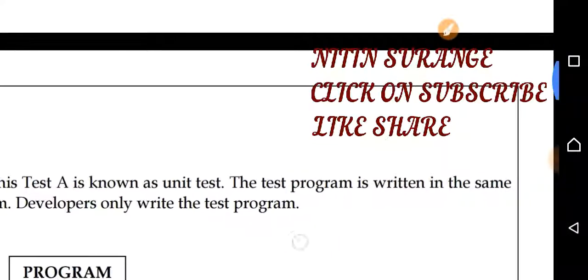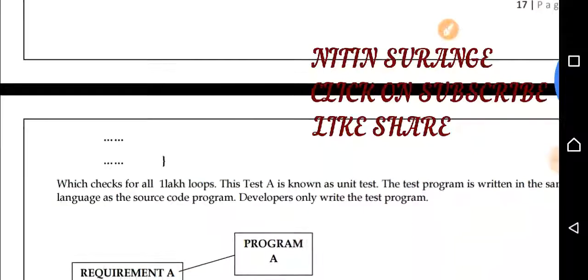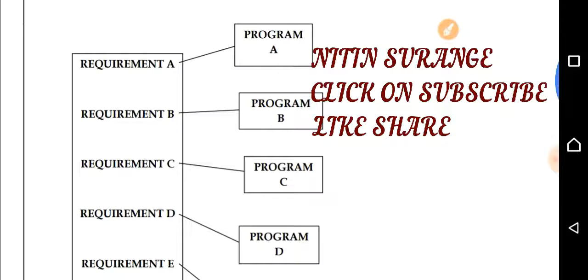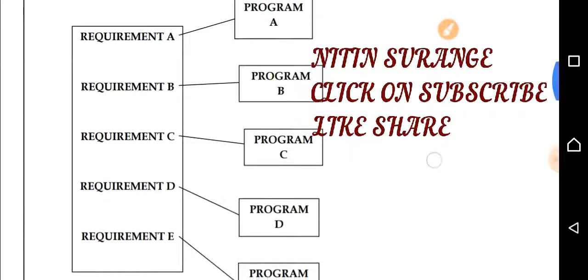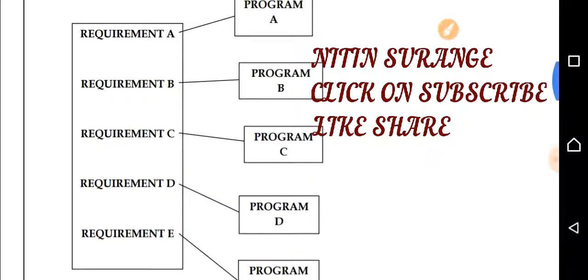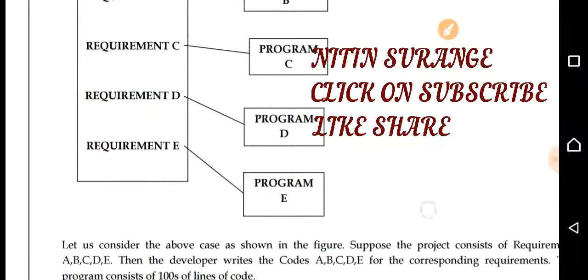The test program is written in the same language as the source code program. Developers write the test programs. If you have requirements A, B, C, D, E, then the developers will write such conditions for 100 loops or 1 lakh loops, program A, program B, program C, for the respective requirements.